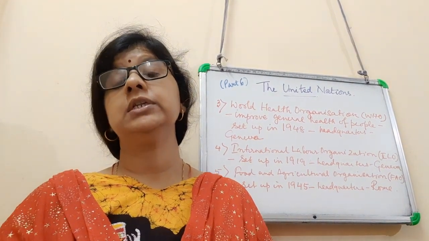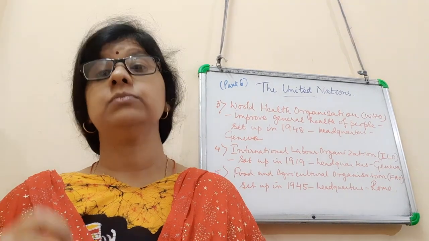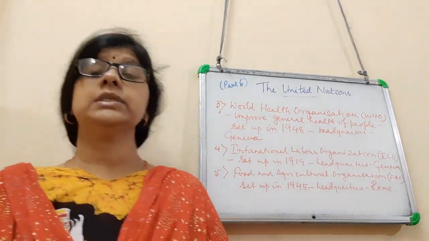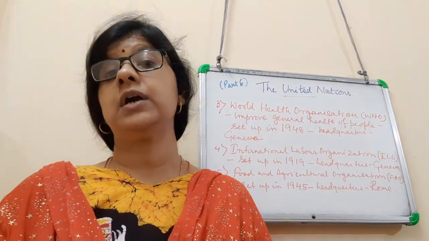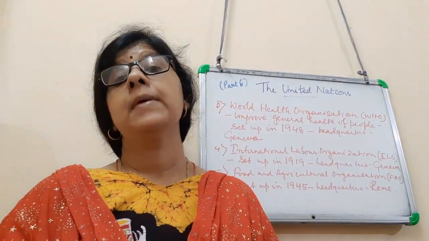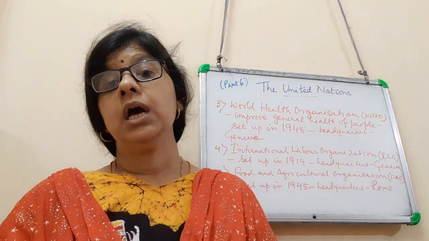Mainly it's functional in developing countries, meaning it focuses more on developing countries, and it has various programs. Sale of UNICEF cards is a major source of income. Its headquarters is in New York.